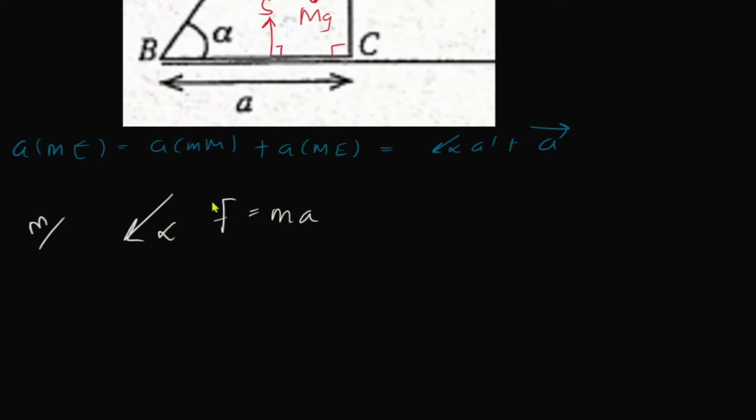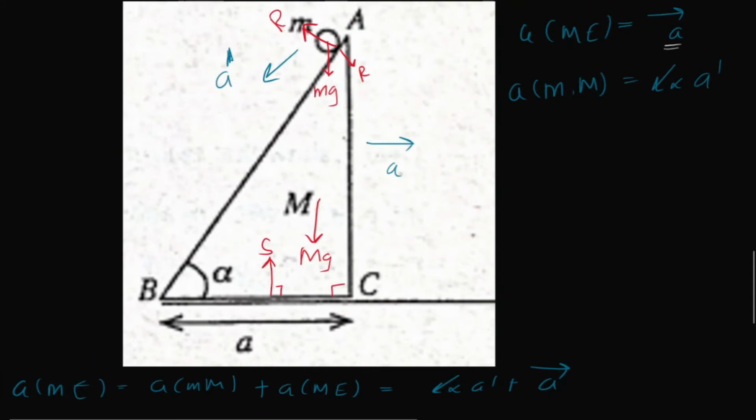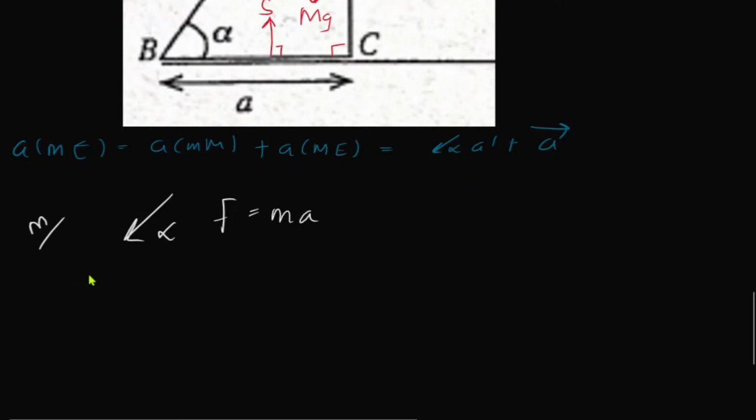For the particle of mass small m, I'm going to apply F equals ma along the plane. What will be the force acting on the particle? If you see, guys, this is alpha, which means this is alpha, so the force in this direction is mg sine alpha. That is the only force acting along the plane. R is perpendicular to this direction, so R will not come into the equation. Only mg sine alpha will be acting along the plane.